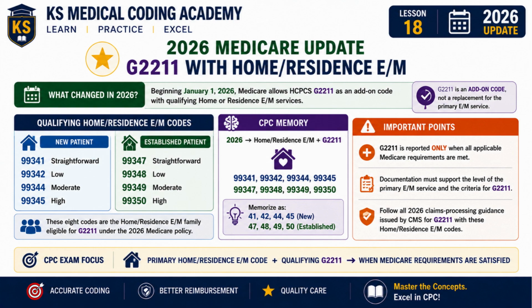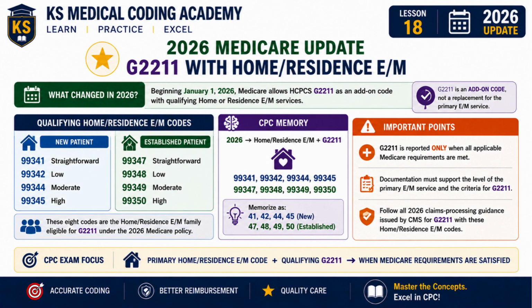Here's an important 2026 Medicare update for home or residency (M) services. Beginning January 1, 2026, Medicare allows HCPCS G2211 as an add-on code with qualifying home or residency (M) services. The qualifying codes include 99341, 99342, 99344, 99345 for new patients, and 99347, 99348, 99349, and 99350 for established patients.